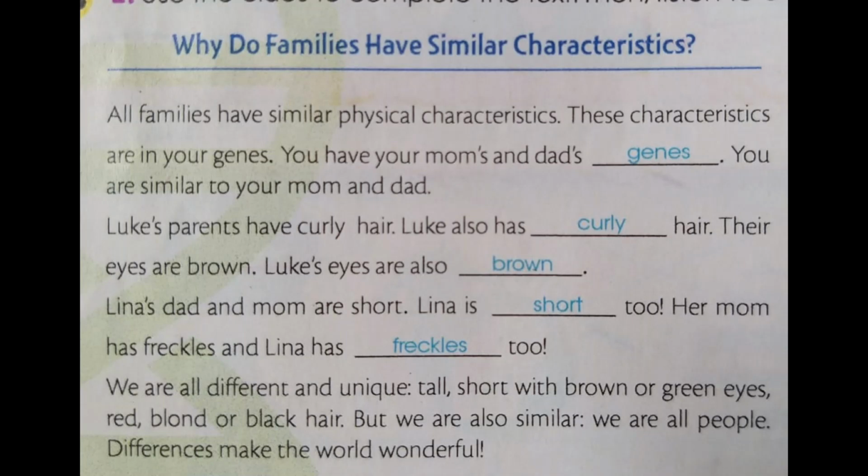Luke's parents have curly hair. Luke also has curly hair. Their eyes are brown. Luke's eyes are also brown. Lena's dad and mom are short. Lena is short too. Her mom has freckles, and Lena has freckles too.